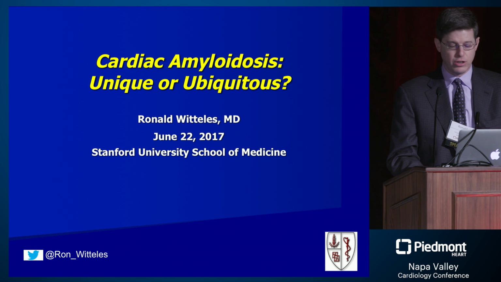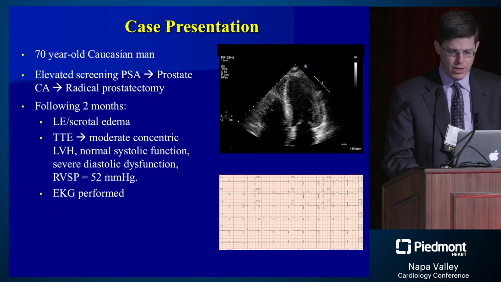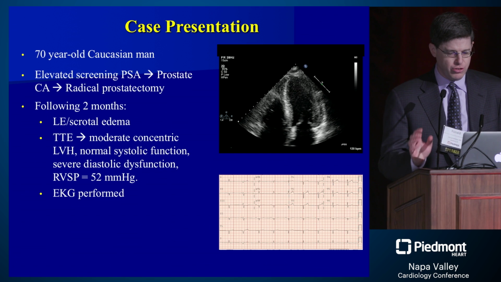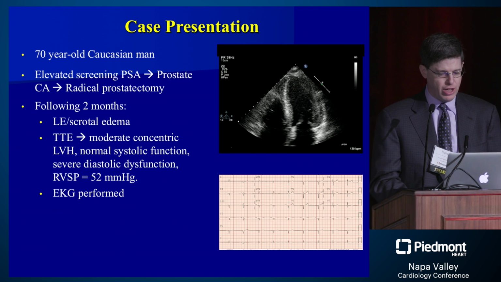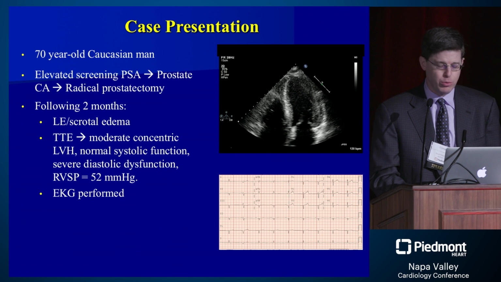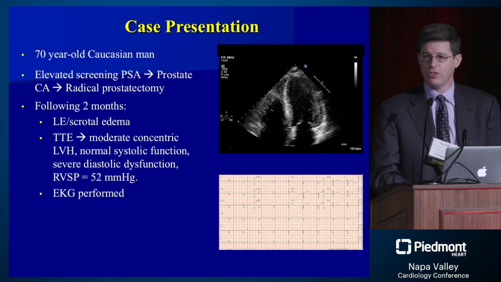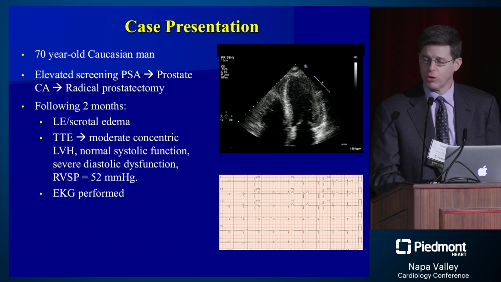The first is on cardiac amyloidosis. So I'll start with a case presentation. This is a 70-year-old Caucasian man who had an elevated screening PSA, ultimately led to a diagnosis of prostate cancer. He underwent a radical prostatectomy, which went fine, but afterwards he had problems with lower extremity and scrotal edema.